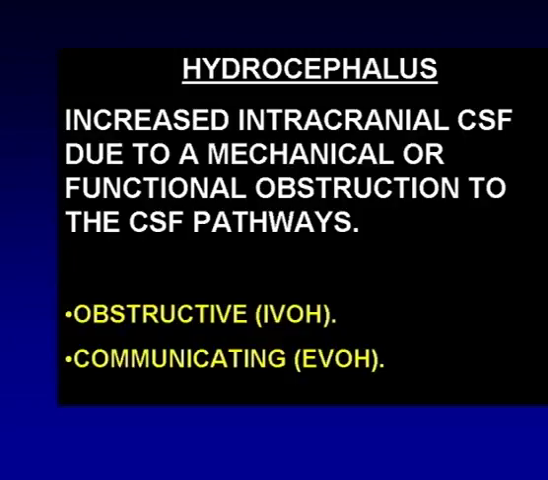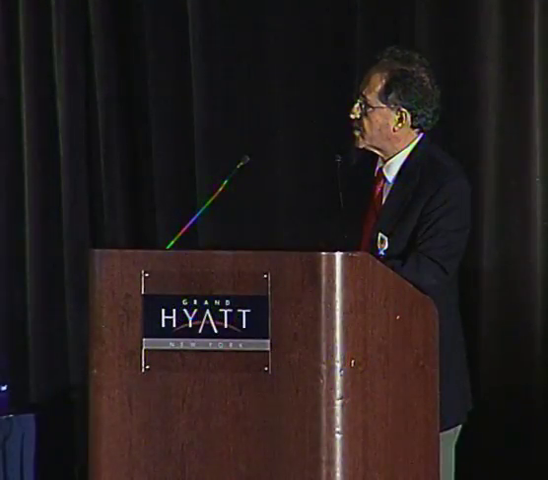What is hydrocephalus? It's water in the brain, increased intracranial CSF due to a mechanical or functional obstruction to the CSF pathways. So in other words, all hydrocephalus is obstructive in some way or another. So the most correct way to categorize it is either intraventricular obstructive hydrocephalus, if there's something actually physically obstructing, or extraventricular obstructive hydrocephalus. The extraventricular is what we call communicating hydrocephalus. Intraventricular is called obstructive. Now, obstructive and communicating have prevailed since the 20s.